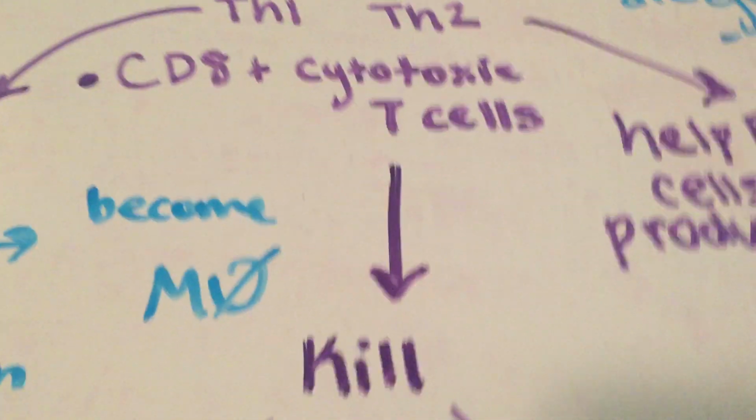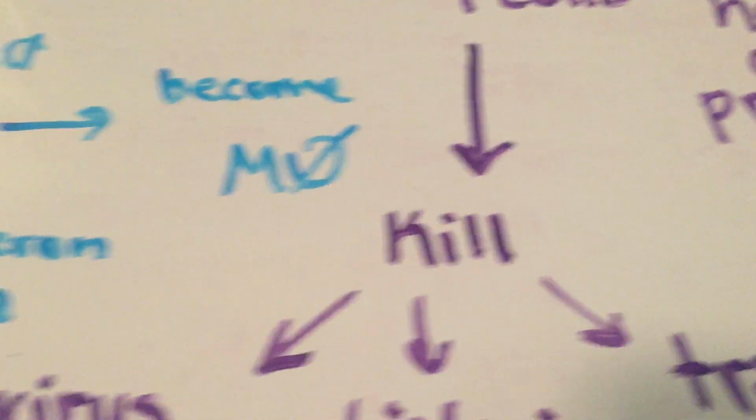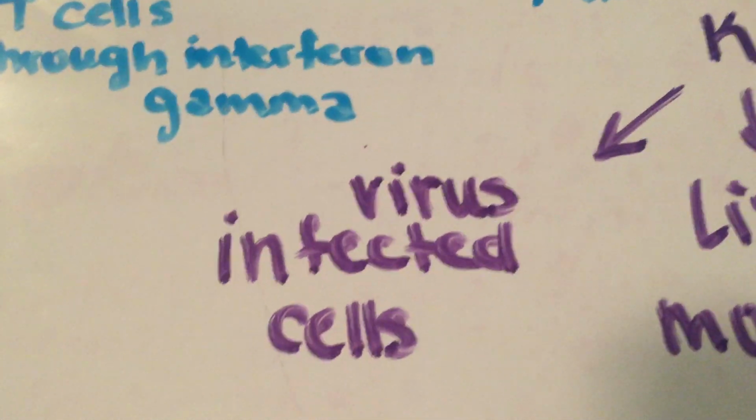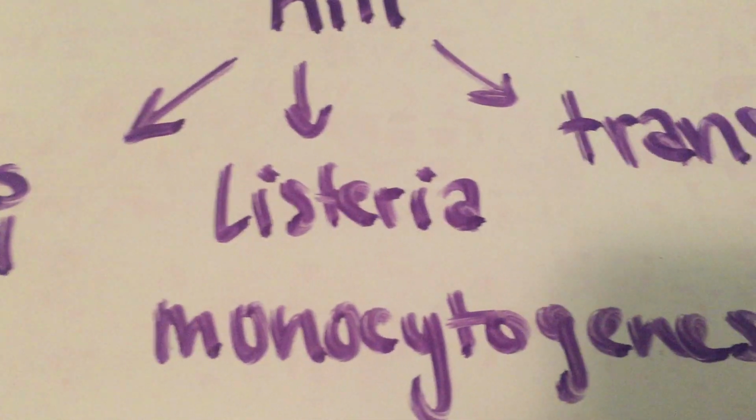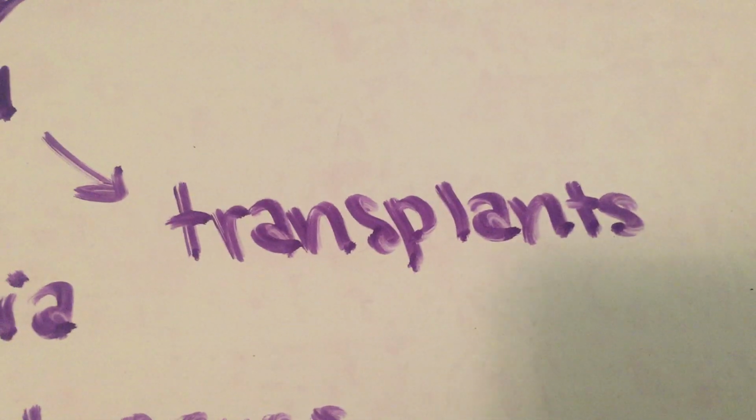Cytotoxic T cells kill. And the three things that we discussed were virus-infected cells, Listeria monocytogenes, and transplants.